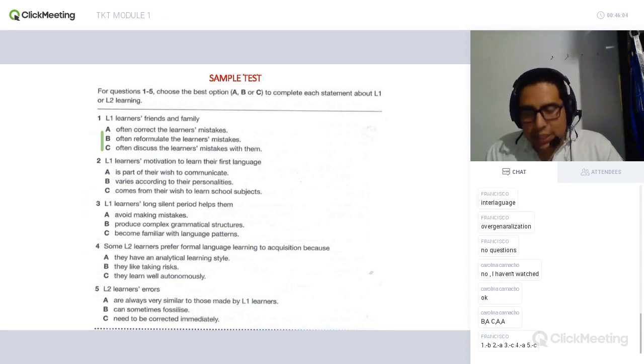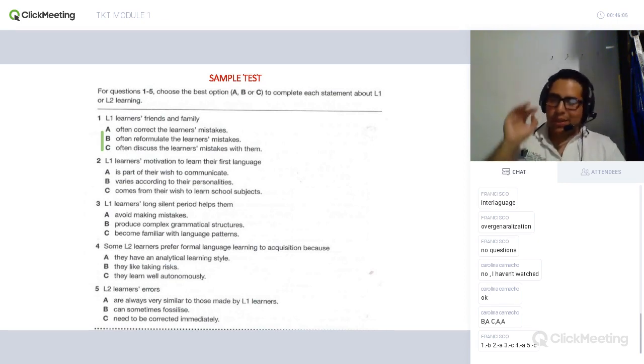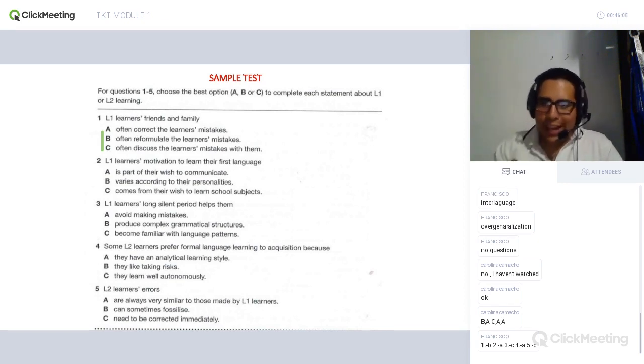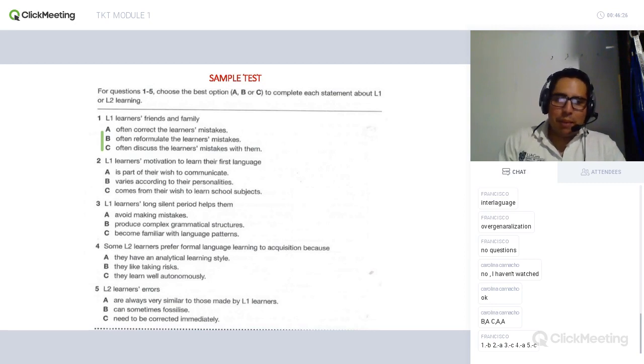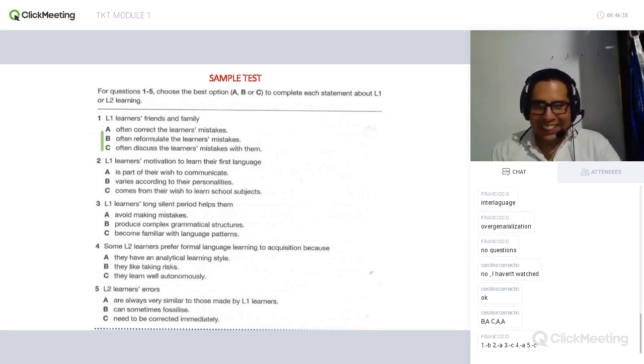And the last one, this is the one that is a little bit tricky because you, Caroline, wrote A and you, Francisco, wrote C. The L2 learners' errors need to be corrected immediately, according to you, Francisco, and according to Caroline, are always very similar to those made by L1 learners. I don't agree, maybe with neither of you, but I will check the answers. I'm not sure. Maybe I can be mistaken. But okay, are always very similar to those made by L1 learners.